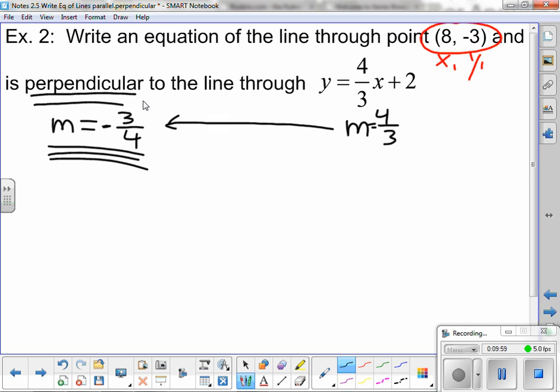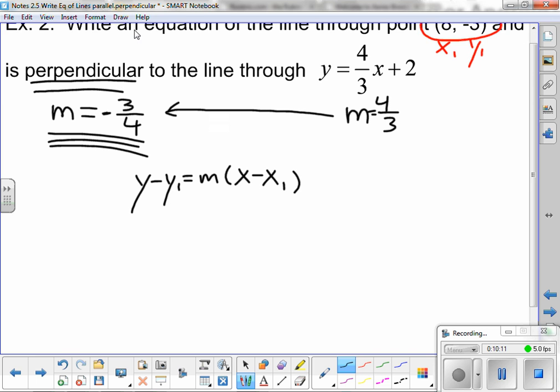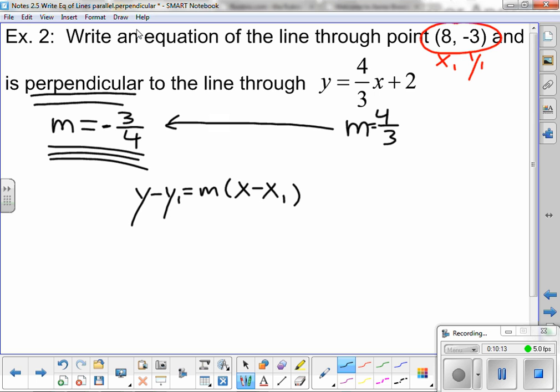The easiest one to do is, once again, we have a point and a slope, so use point-slope form. So y minus y1 equals your slope times x minus x1. Because you just plug it right in and that's it. You don't have to do any simplifying. So y minus negative 3 equals your slope, which is negative 3/4, times x minus, and then your x1 is an 8.